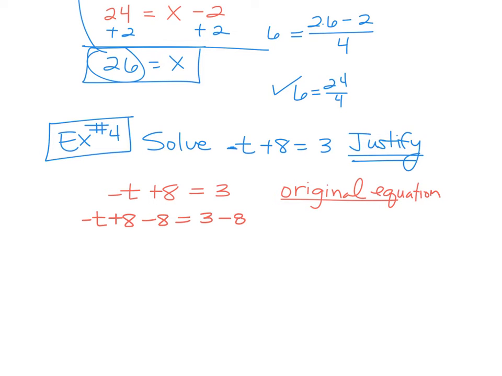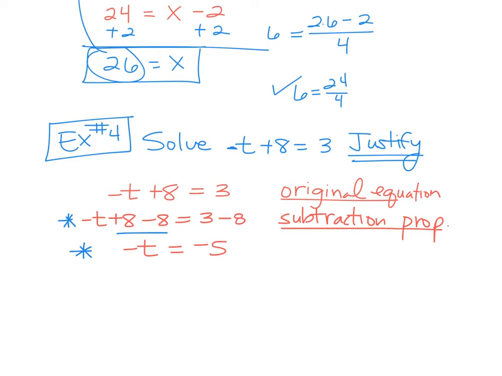So the reason for this is we subtracted, right? That's the subtraction property of equality. You can just say subtraction prop, okay? So we subtracted on both sides. So then the next step, they're going to say it's negative t equals negative 5. So if you look, how did I get from here to here? All I did was I did the subtraction that was written in. We call that simplify. So you just simplified.